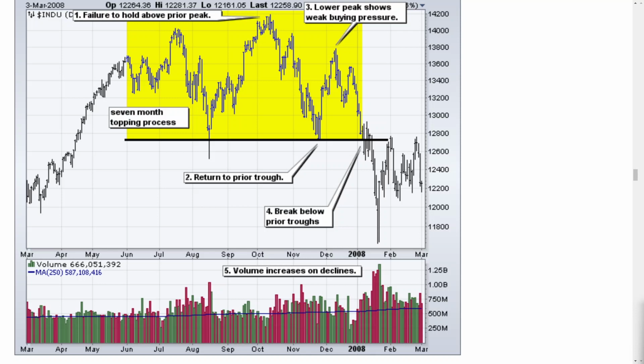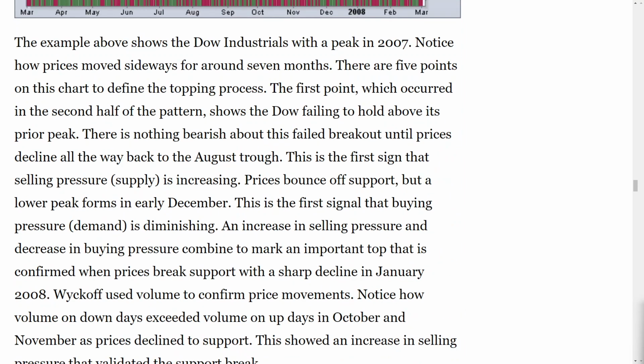There is nothing bearish about this failed breakout until prices decline all the way back to the August trough. This is the first sign that selling pressure, supply, is increasing. Prices bounce off support, but a lower peak forms in early December. This is the first signal that buying pressure, demand, is diminishing. An increase in selling pressure and decrease in buying pressure combine to mark an important top that is confirmed when prices break support with a sharp decline in January 2008.